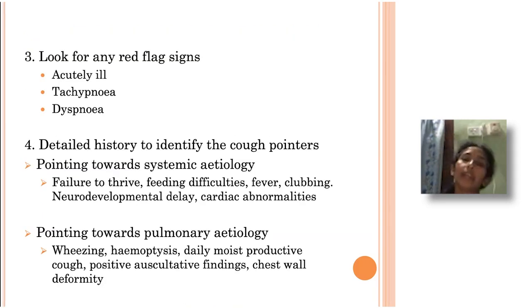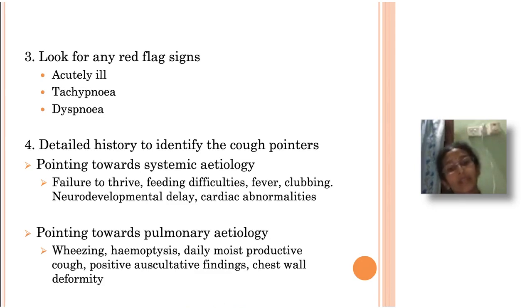We have to look for any red flag signs: whether the child is acutely ill, tachypneic or dyspneic. Then we can look for the detailed history to identify the cough pointers, pointing towards a systemic etiology. The cough may be a part of a systemic disease. Then the child will have failure to thrive, feeding difficulties, fever, clubbing, neurodevelopmental delay, or cardiac abnormalities. These features point to a cough from a systemic pathology, not from a pulmonary origin.